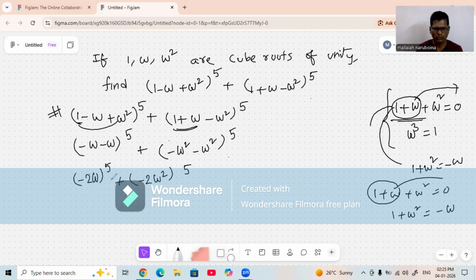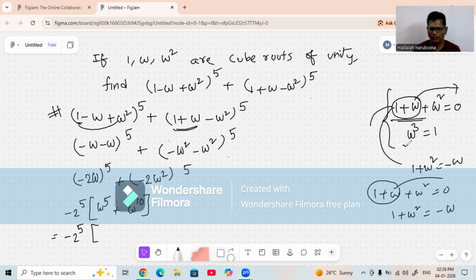From this, minus 2 power 5 is taken common. We are left with omega power 5, and again omega square to the power of 5, 2 fives are 10, omega to the power of 10. Then minus 2 to the power of 5 times omega 5 plus omega 10. Now we are left with omega to the power of 5 plus omega to the power of 10.